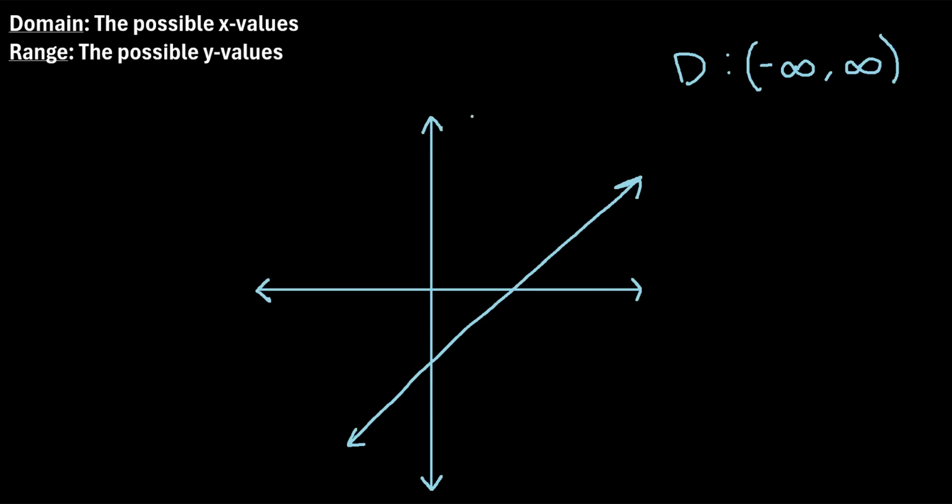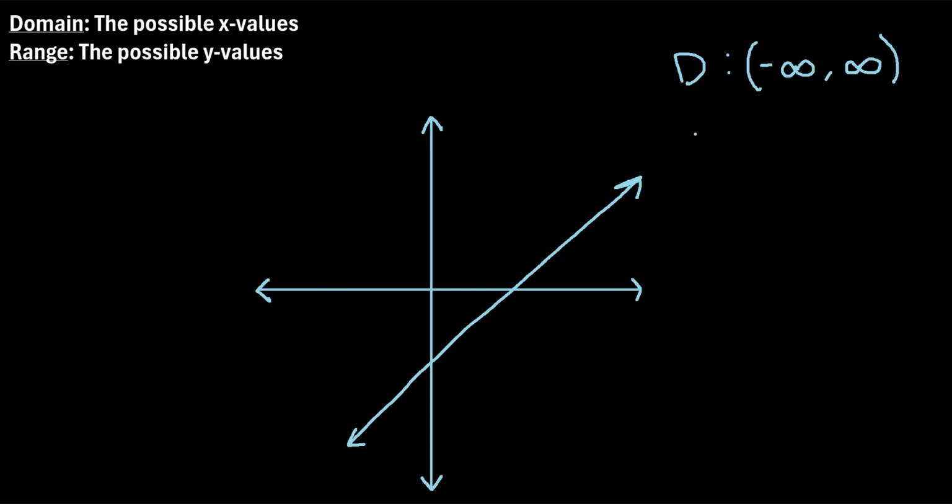So that's the domain. Now for the range, we're talking about the possible y values. So now we're thinking in the vertical direction, so up and down. Is there any restriction on the possible y values? Well, again, this line is just going to keep going up and to the right forever and ever. So there's no restriction on how far up the graph can go. And similarly, this line is just going in this direction forever and ever. So there's no limit on how low the graph can go.